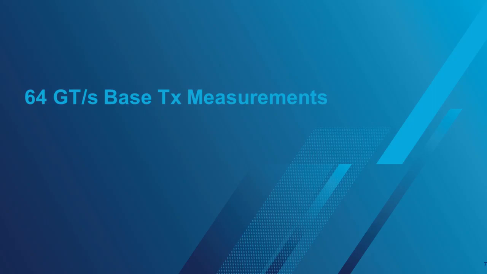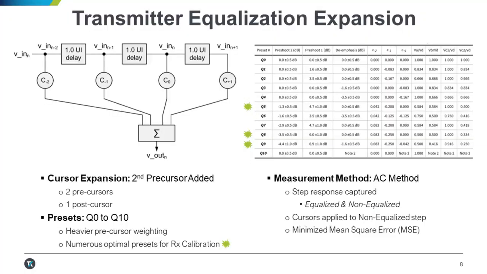All right, so we'll jump into 64 gigatransfer per second, so Gen 6 base transmit measurements.